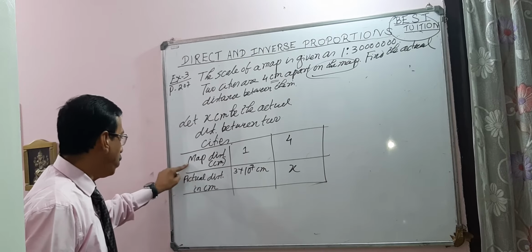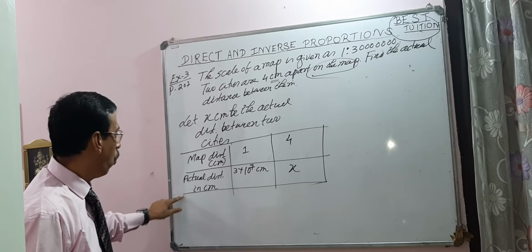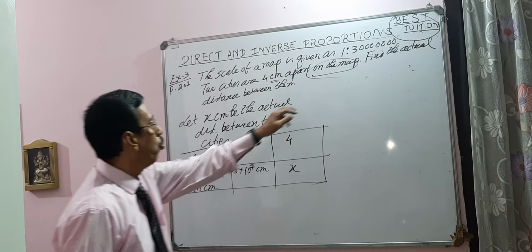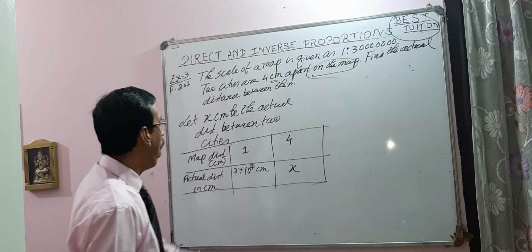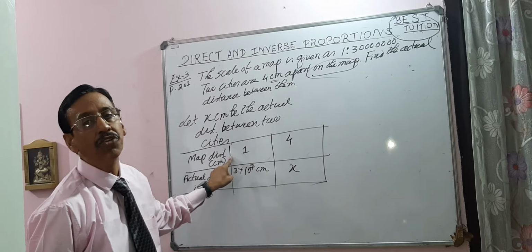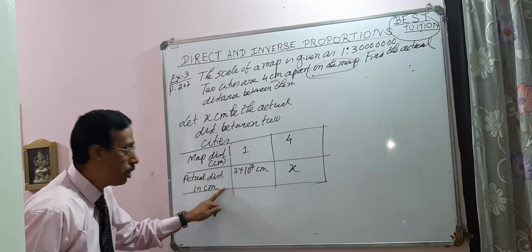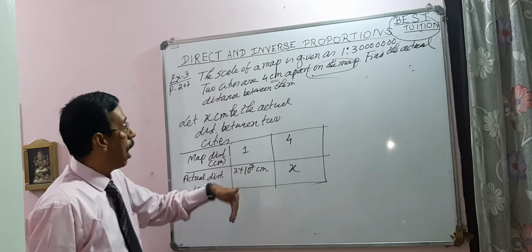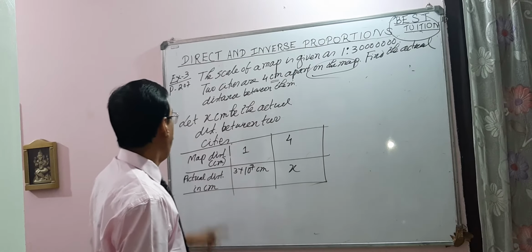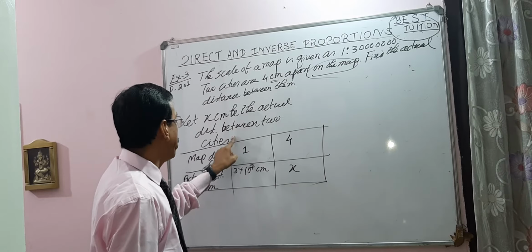Here I have written map distance and actual distance. Both are in centimeter. I have told that 1:3 into 10 to the power 7. 1 is the map distance and 3 into 10 to the power 7 is the actual distance. Now find the actual distance between them. Let x centimeter be the actual distance between two cities.